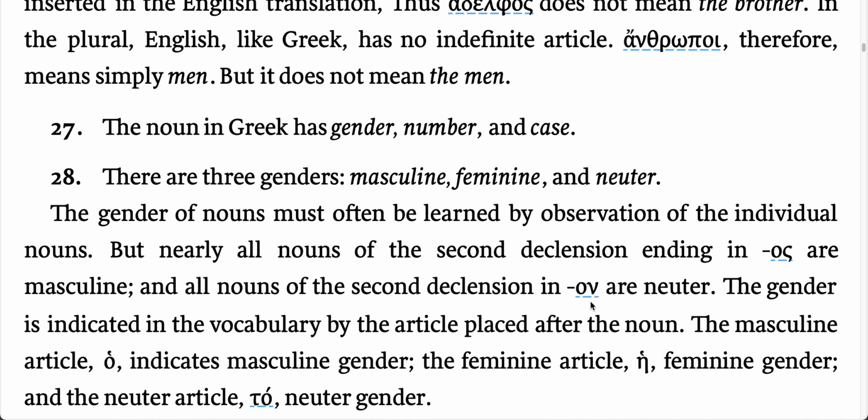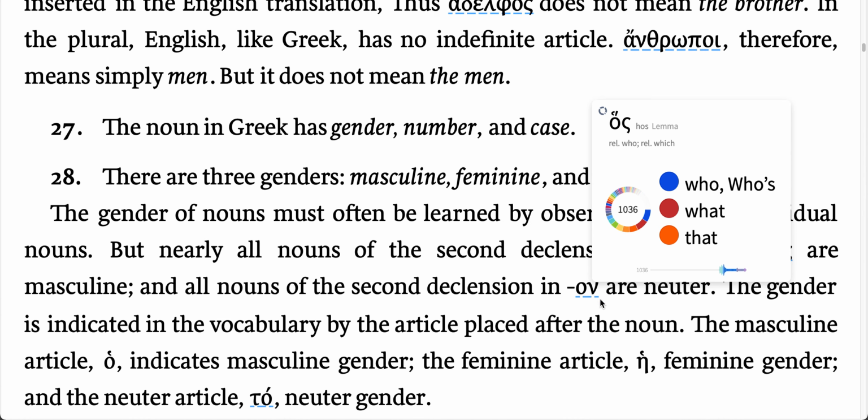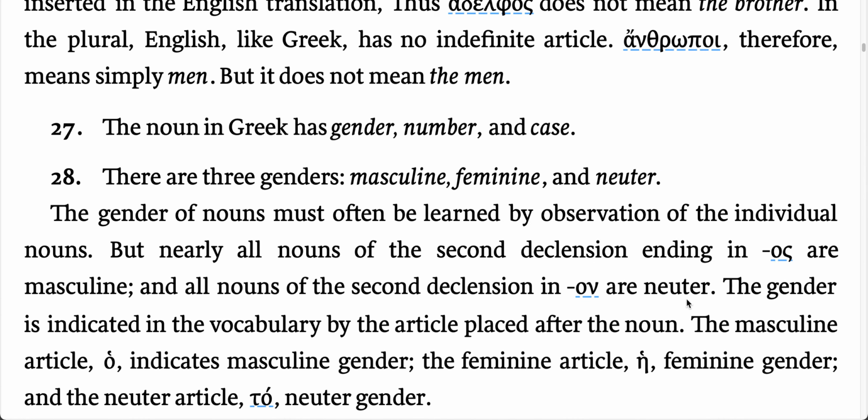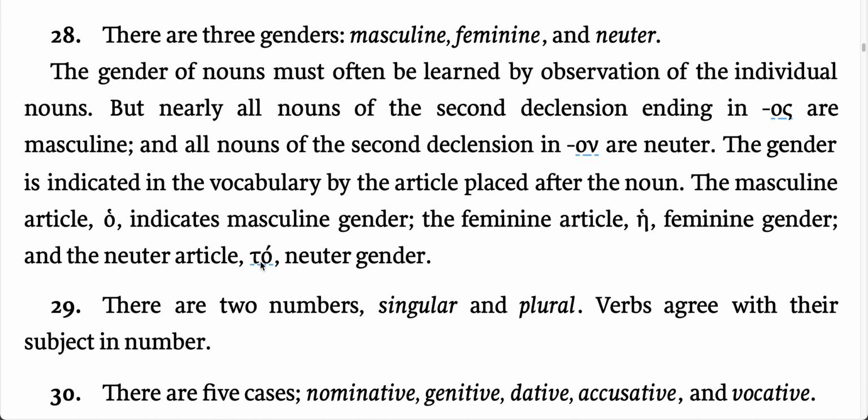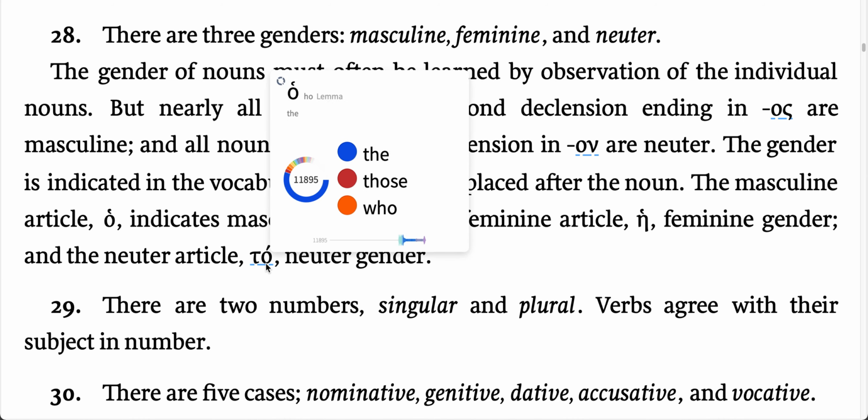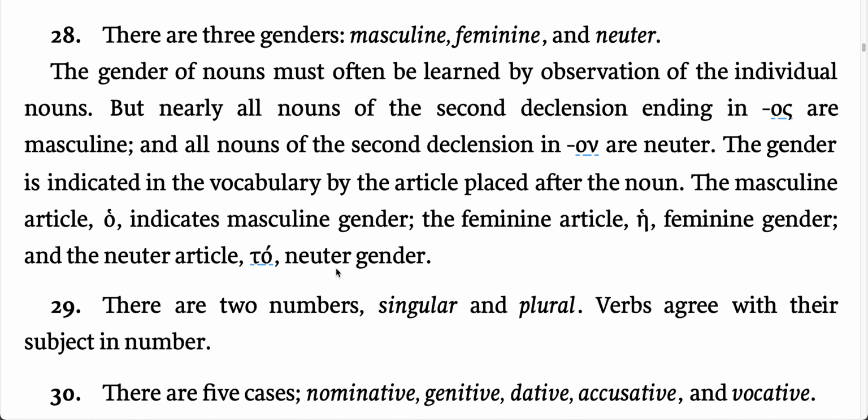All nouns of the second declension ending in omicron nu are neuter. The gender is indicated in the vocabulary by the article placed after the noun. The masculine article ho indicates masculine gender. The feminine article hē, an eta with a rough breathing, indicates feminine gender. And the neuter article to, tau, omicron with an acute accent, indicates neuter gender.